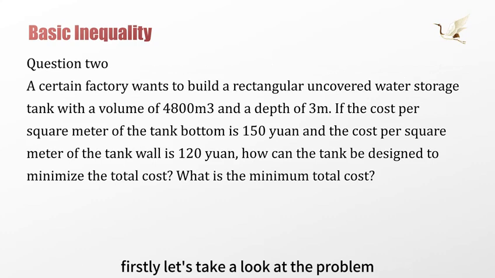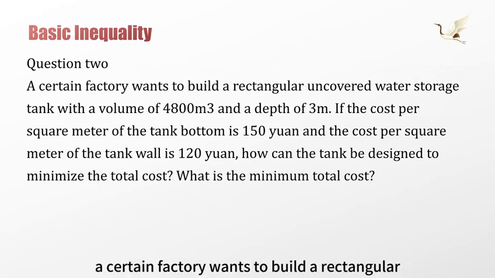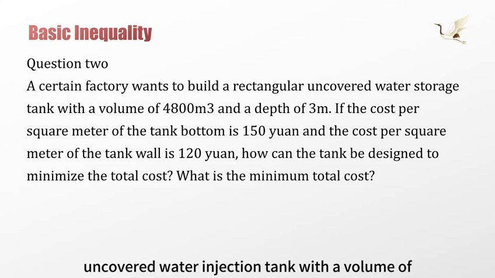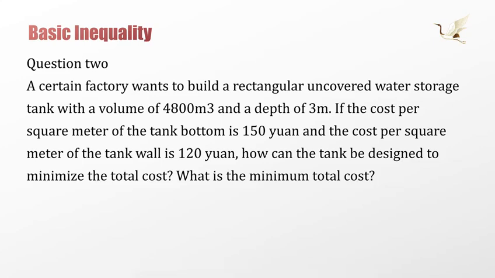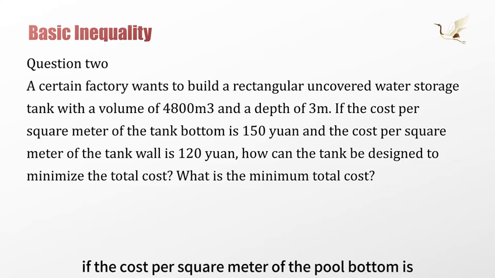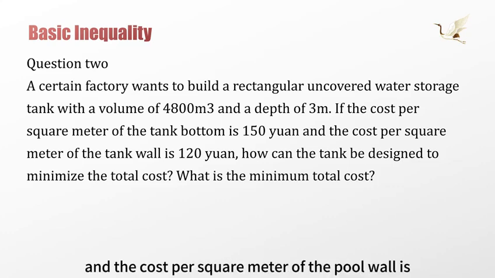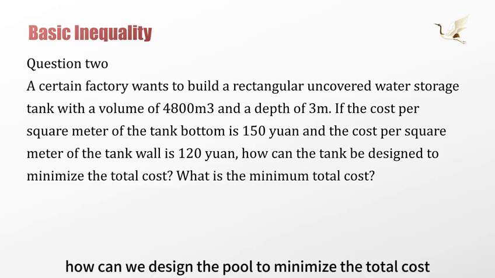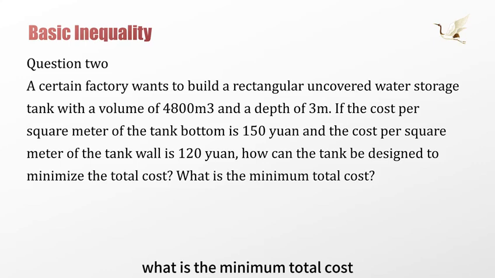Firstly, let's take a look at the problem. A certain factory wants to build a rectangular uncovered water injection tank with a volume of 4,800 cubic meters and a depth of 3 meters. If the cost per square meter of the pool bottom is 150 yuan and the cost per square meter of the pool wall is 120 yuan, how can we design the pool to minimize the total cost? What is the minimum total cost?